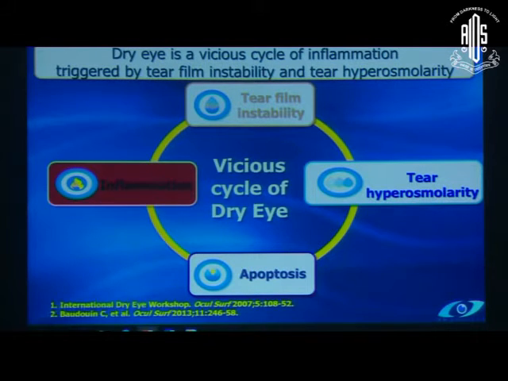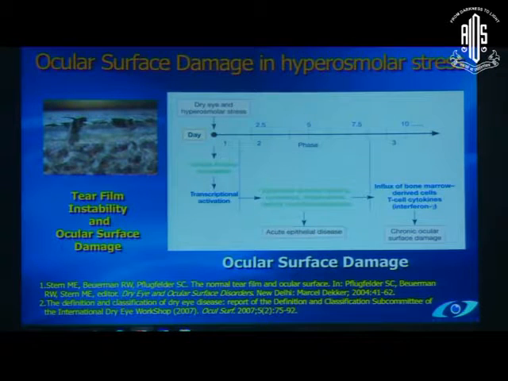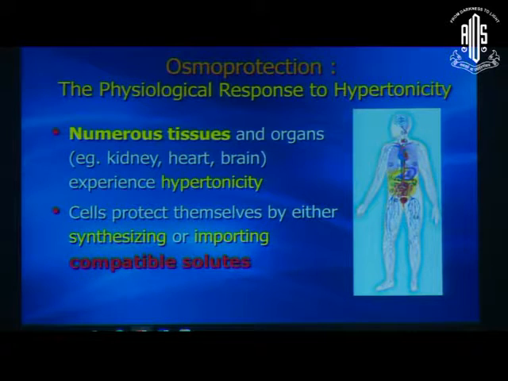So this is the tear film instability, tear hyperosmolarity, inflammation, vicious cycle of dry eye, which leads to apoptosis in the end. Now, ocular surface damage and hyperosmolar stress starts to take place very early in the system. There is the activation of the stress kinases very early, and then there's transcriptional activation, which results in acute epithelial disease, which lasts about a week. And if the dryness state or the hyperosmolar state continues beyond that period, a second stretch of activations happen, wherein the inflammatory cascades come into the picture and start to produce a chronicity of the disease.